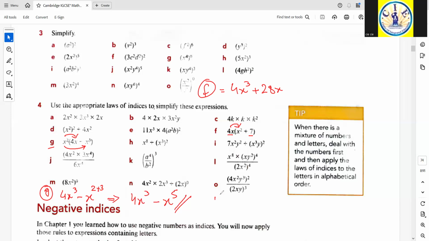Now part H, x raised to the power 8 divided by this. Now there are two powers of x, 3 and 2. So both the powers will be multiplied, giving the answer to x raised to the power 6. Now it is the division of the numbers with the same basis, so powers are going to be subtracted, generating the answer as x squared.